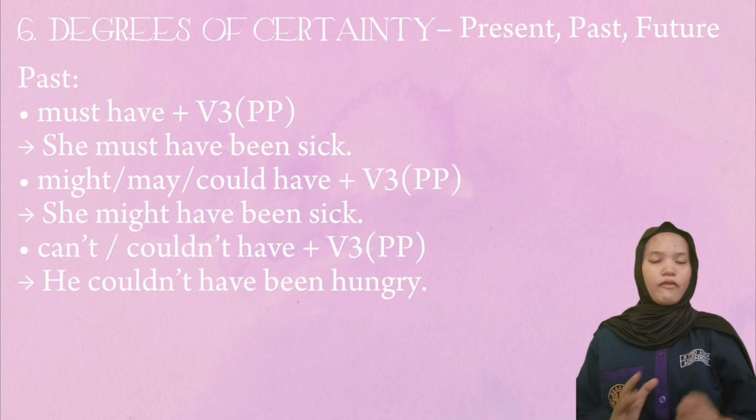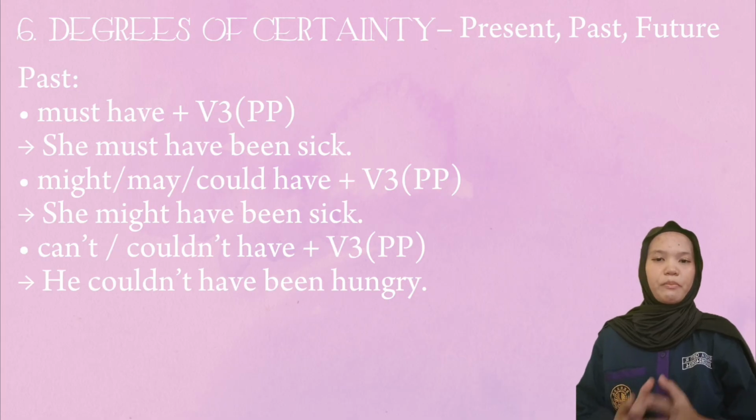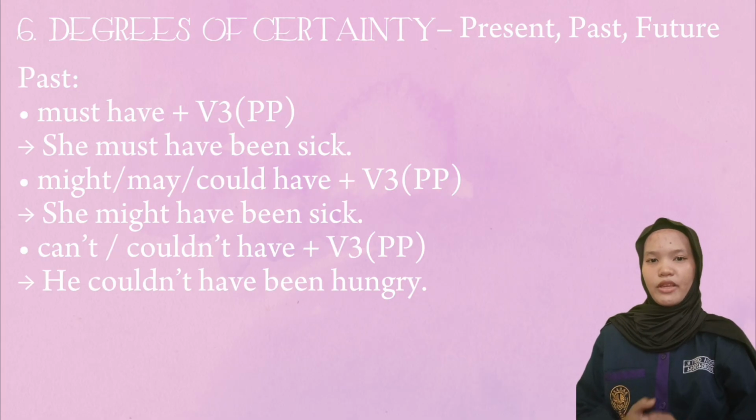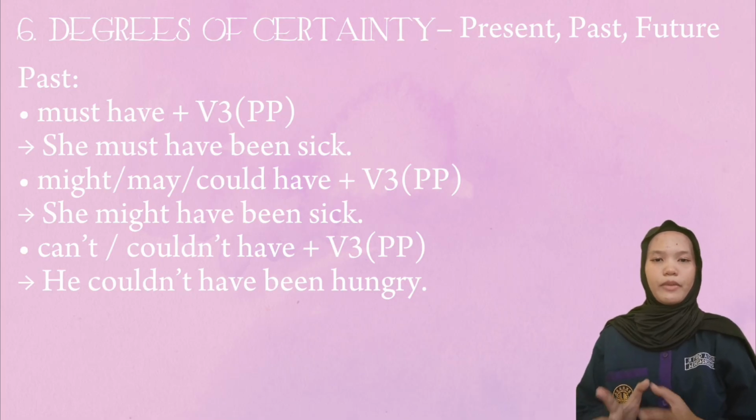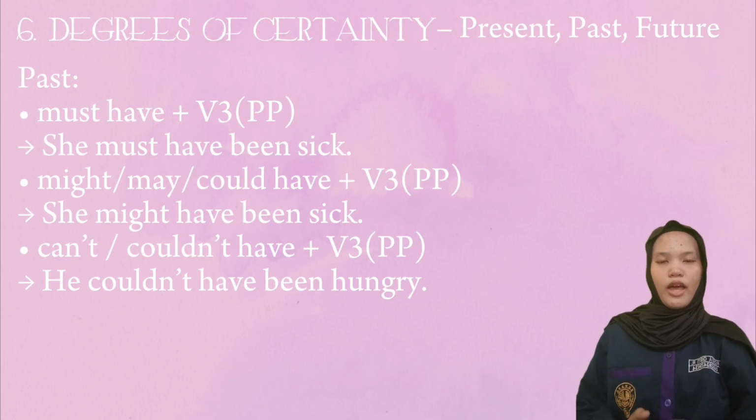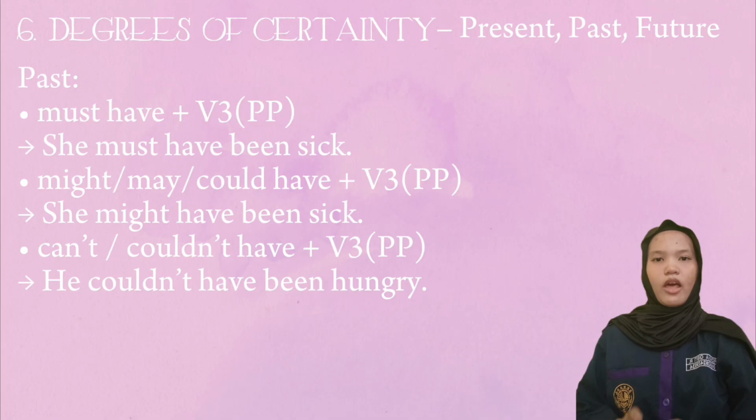In the past, we use must have plus past participle. For example, she must have been sick. Might or may or could have plus past participle. For example, she might have been sick. Can't or couldn't have plus past participle. He couldn't have been hungry.